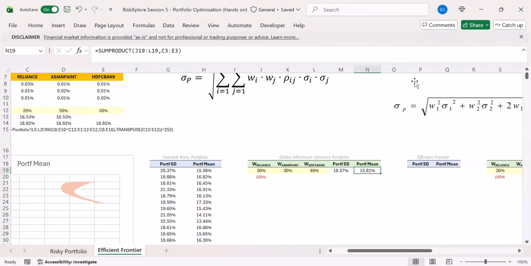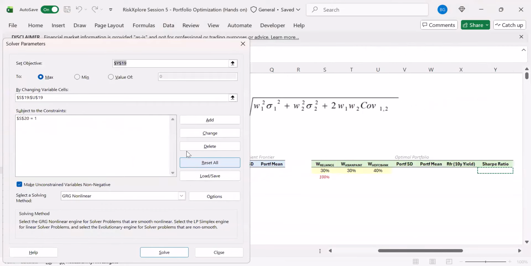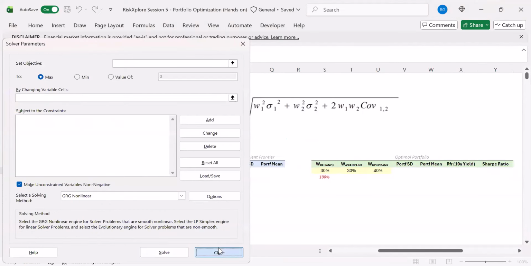Now, what we have to do is find these weights such that the standard deviation of the portfolio is minimized. Now, how do we do that? For that, we will use Solver. So we will go to the Data tab and here we will select Solver. Let me reset all the parameters here and let me close this.